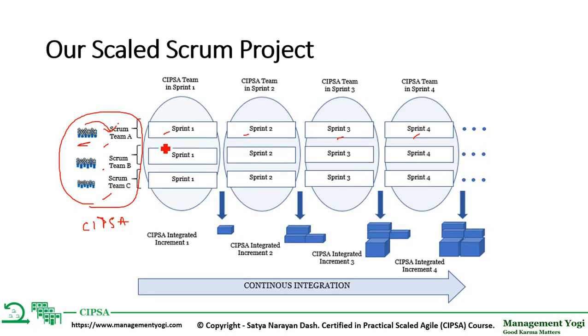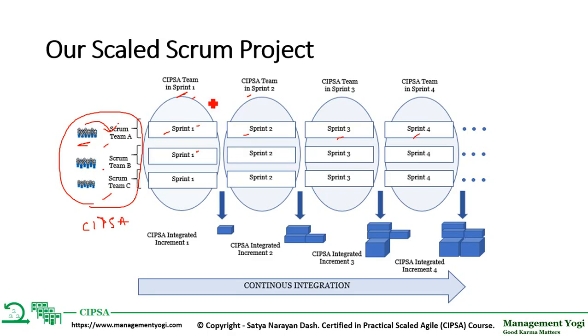In addition, the CIPSA team is also sprinting. As I said, together it is called the CIPSA team. The CIPSA team is also here in sprint 1. All these three individual Scrum teams are in sprint 1. The CIPSA team is also in sprint 1. Here the CIPSA team is in sprint 2. CIPSA team in sprint 3, and so on. Why is it important? Because we are focused on the integrated increment, not individual team increments.